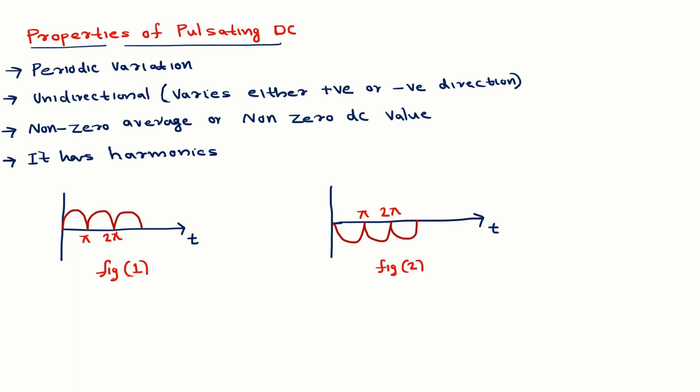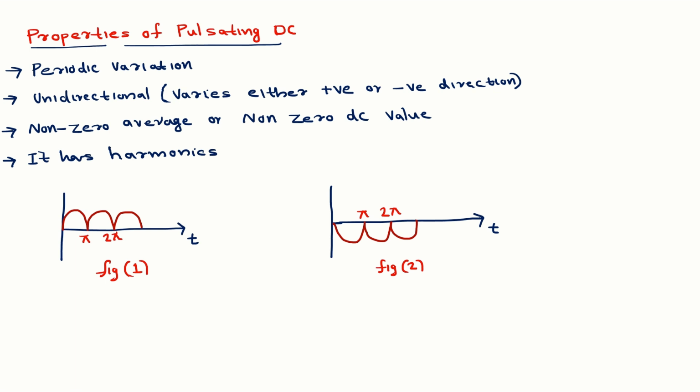Look at this diagram. In the first diagram, the signal has only positive values. In the second diagram, the signal has only negative values. That means pulsating DC has either negative values or positive values. And the third property is that it has a non-zero average value, or a non-zero DC value.